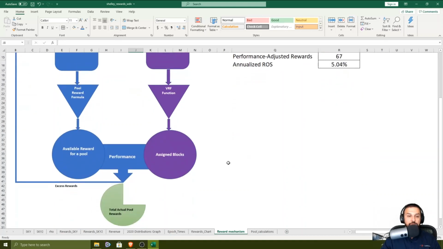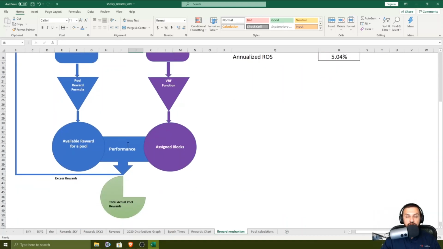If the performance is higher than 100%, then you will get more rewards than was calculated by this reward formula.